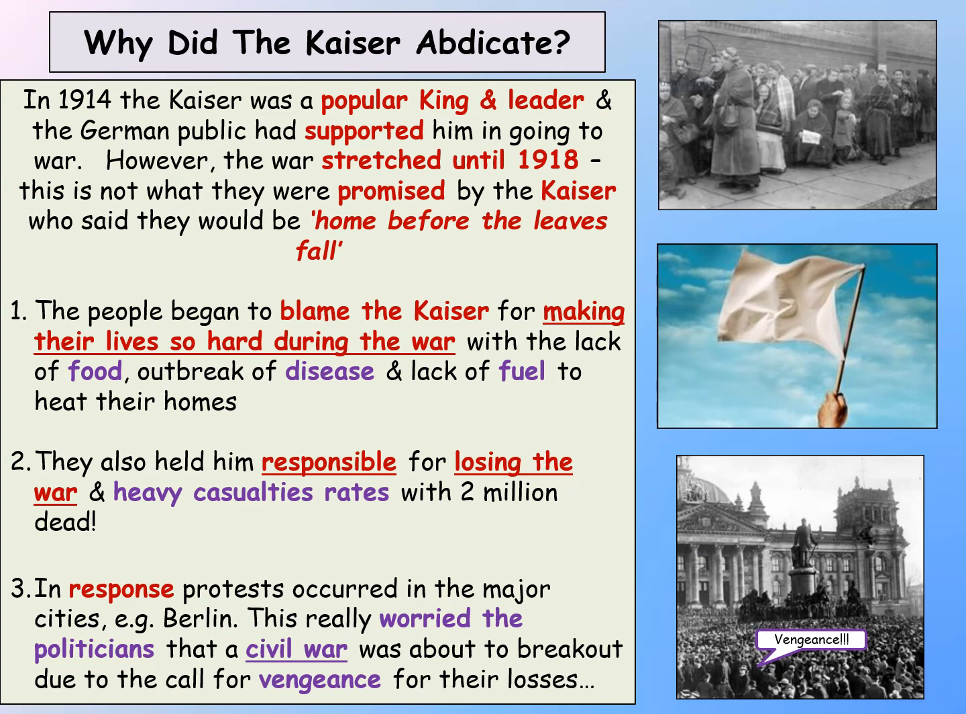And in response to protests occurring across the majority of cities, Berlin for example, this really worried the politicians that civil war was about to break out due to the call for vengeance for their losses. Russia had also shown that revolution was possible, so they were really concerned about that. So that would be point 3. In your mind map, under your headings, in your grid, whatever you've decided to do, just put down the wee bit of extra detailed sentence underneath each one for 1 to 3.